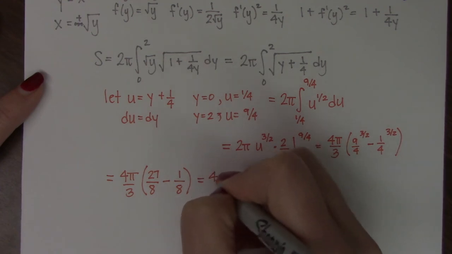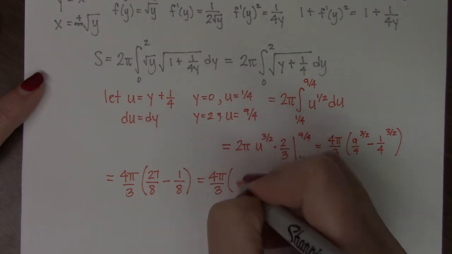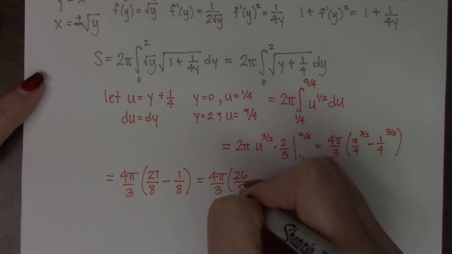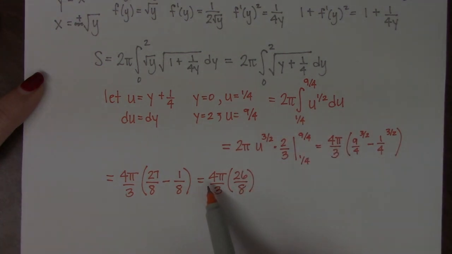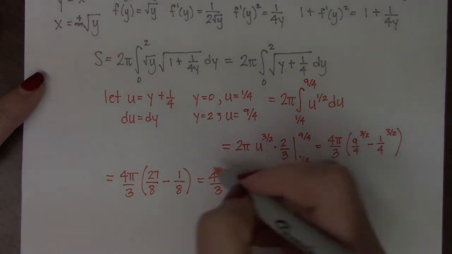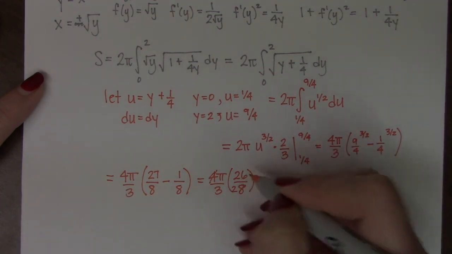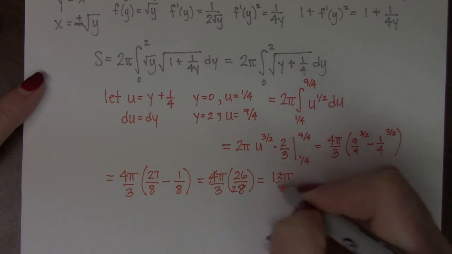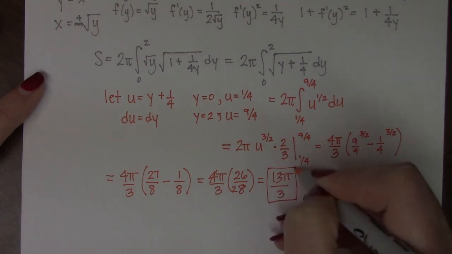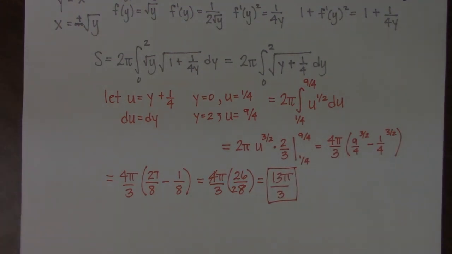So look what happens now. I get 4 pi over 3 times 26 over 8. I can actually cancel the 4 and get 4 over 2, and 26 divided by 2 is 13 pi over 3. So you would get the exact same answer if you did this in variable y or variable x, because it's just taking the line and rotating it around and giving you the surface integral.